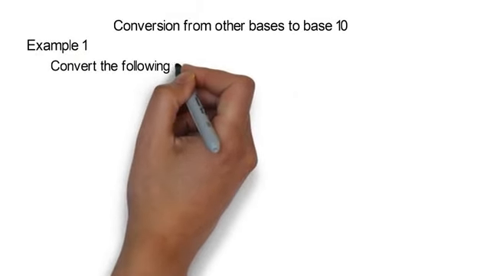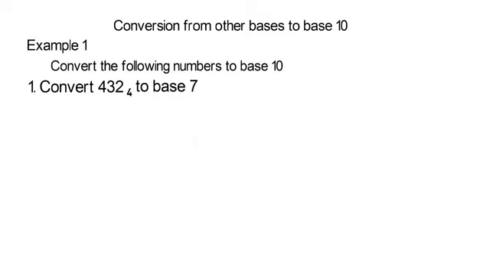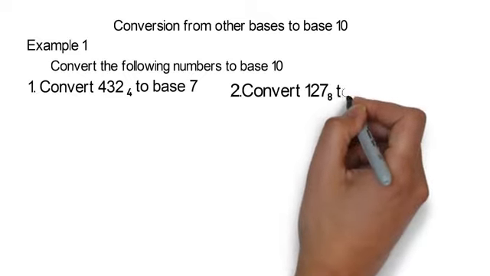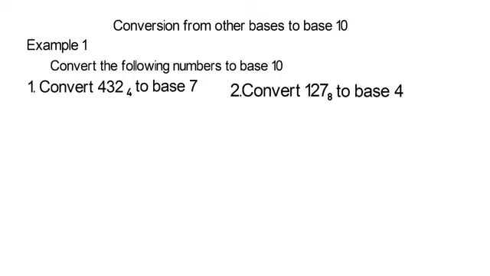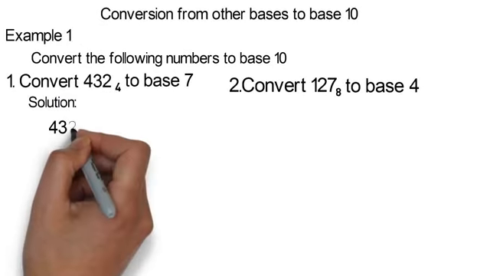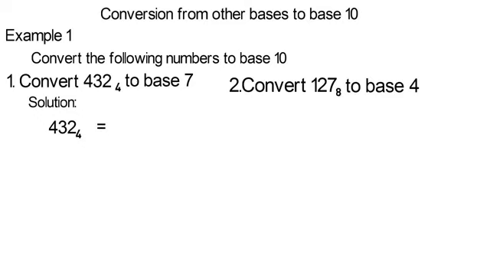So example 1, convert 432 base 4 to base 7, and example 2, convert 127 base 8 to base 4. So what did I say? We convert first to base 10. So converting 432 to base 10, we know our first step is to label the index. So I have 0, 1, 2.